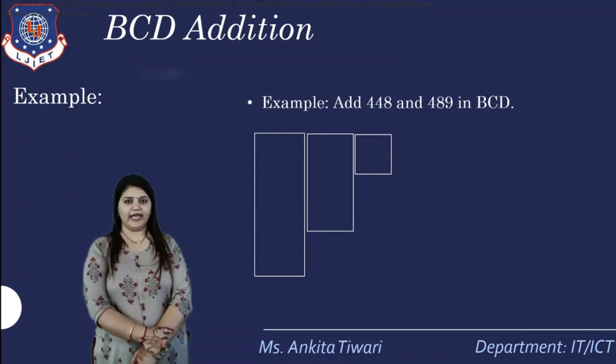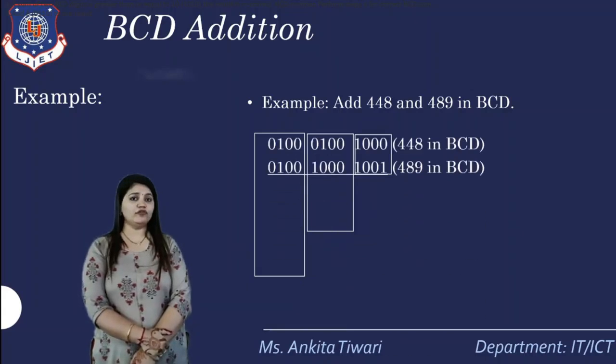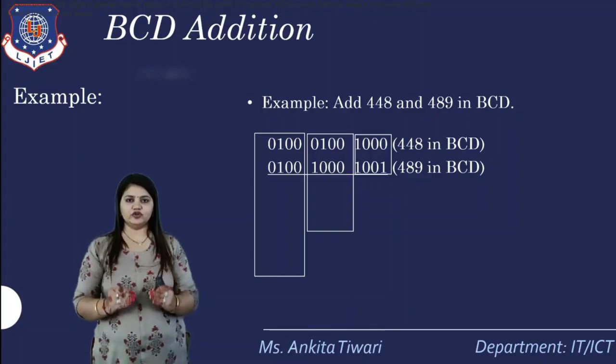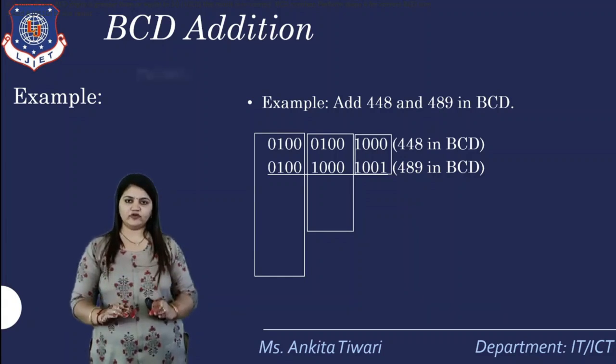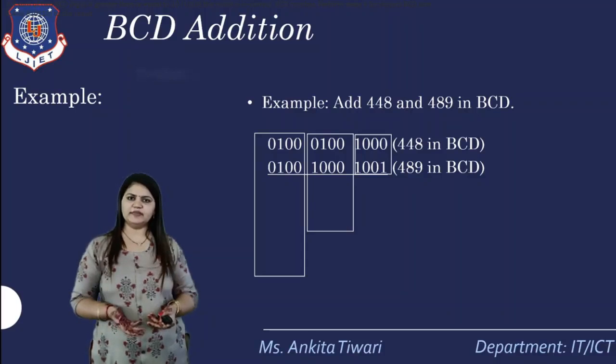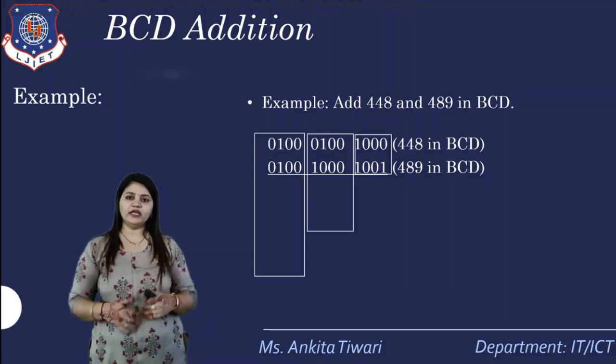Suppose we have to add 448 and 489 in BCD. Each digit is represented in BCD by 4 bits. So 4 is 0100, another 4 is 0100, and 8 is 1000. Now the other number, 489. So 4 is represented by 0100. We place them accordingly, the less significant bits and the more significant bits. Like that we will represent the numbers as we do in decimal. The same thing is represented in binary in BCD.